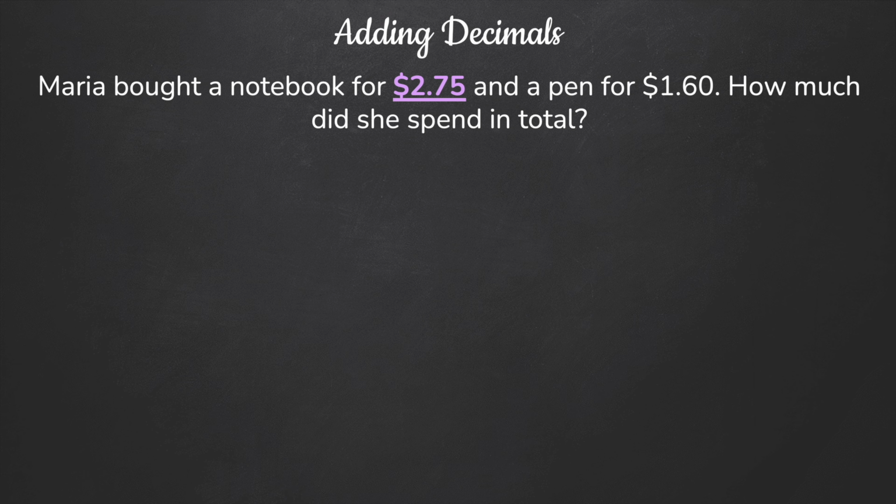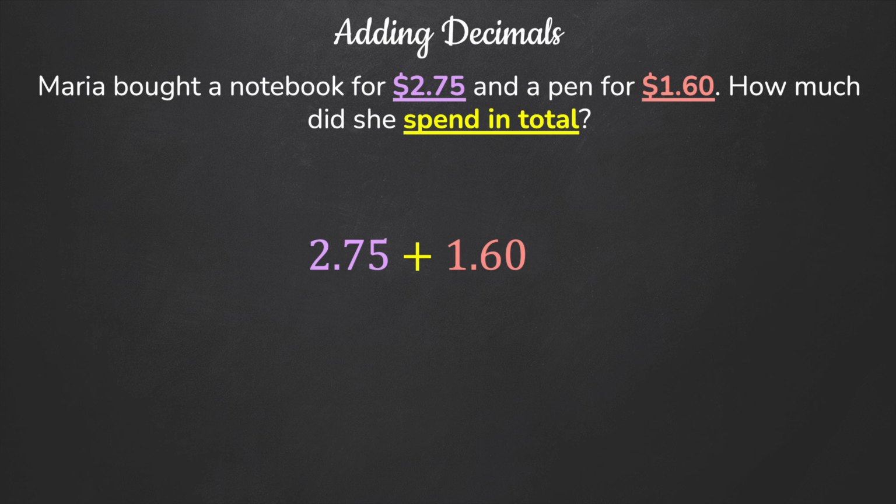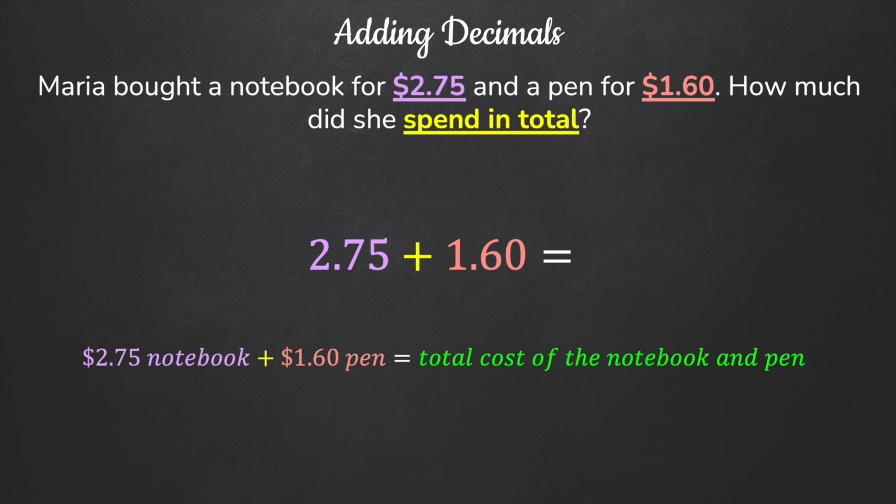So we have the notebook that cost $2.75, and we're going to add, because the question says how much did she spend in total. We're going to add that to the cost of the pen, which is $1.60. Basically, we're taking the cost of the notebook, adding it to the cost of the pen to figure out the total cost of the notebook and the pen together.